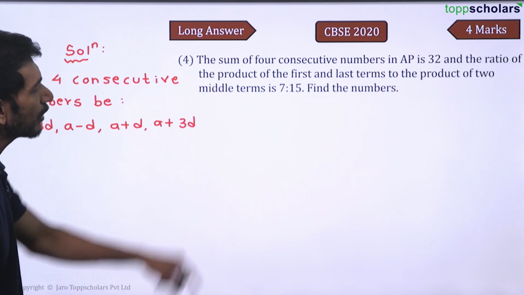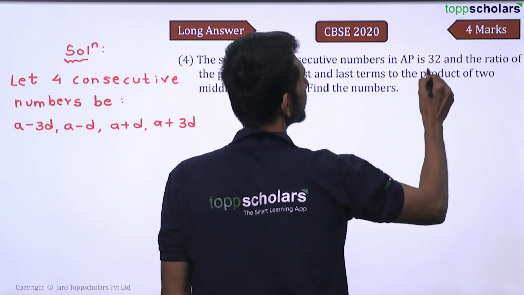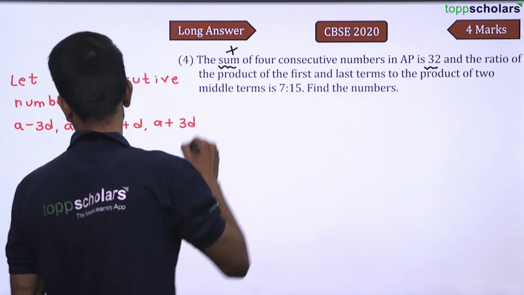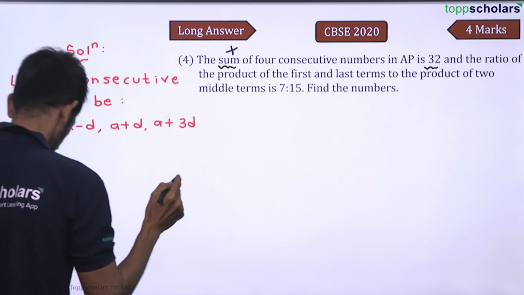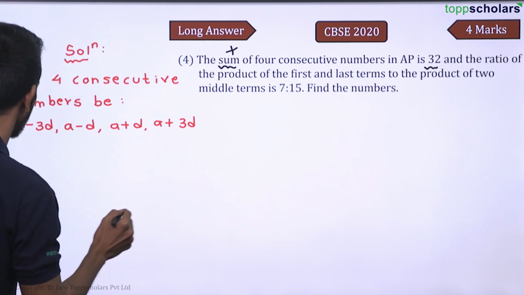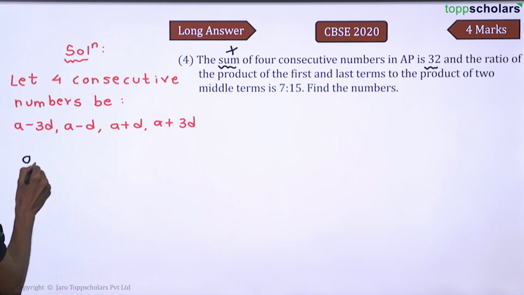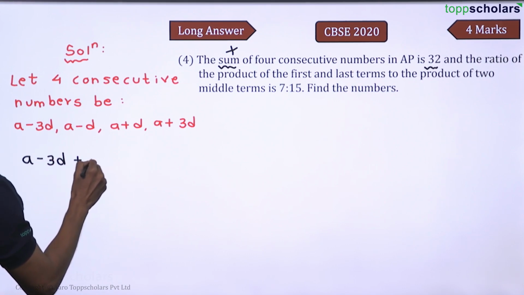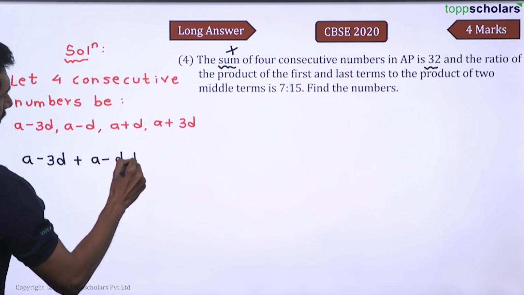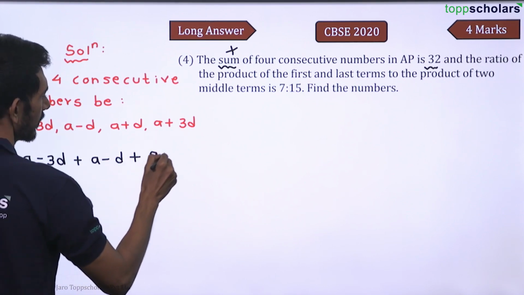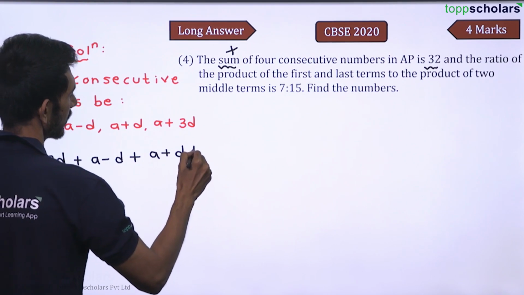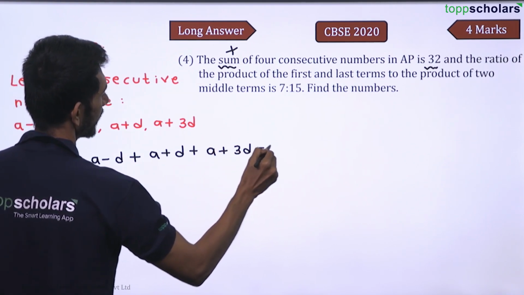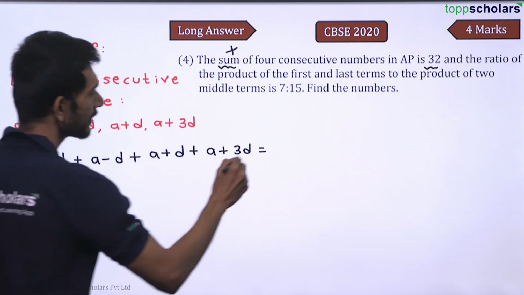What is given? It is given that the sum of the 4 consecutive numbers, sum means their addition, right? Meaning of sum is plus. Their addition is 32, correct? So here I'll write down, according to the first condition, a minus 3d plus a minus d plus a plus d plus a plus 3d is how much? It is 32.